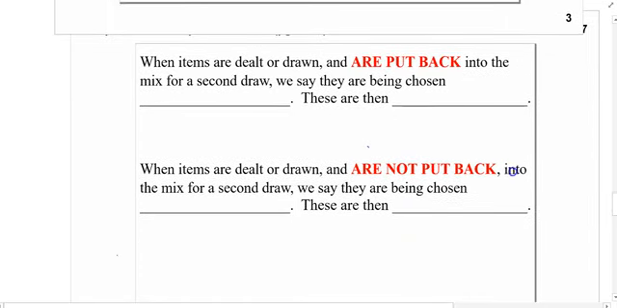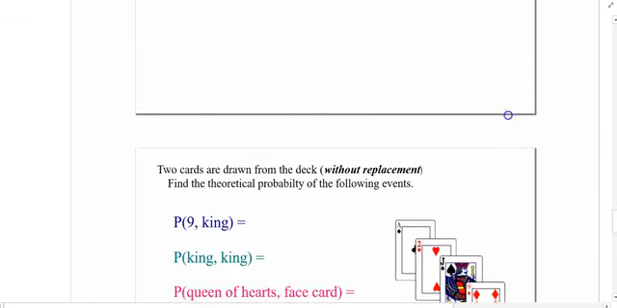So when items are dealt or drawn and are put back into the mix, we say they are being chosen with replacement. These are independent. When items are dealt and drawn and are not put back, we say they are being chosen without replacement. And these are dependent. All right, so remember for independent, you just multiply them together. For dependent, you have to take them away.